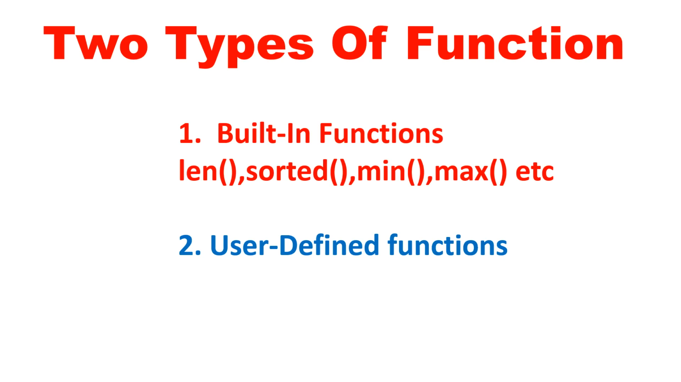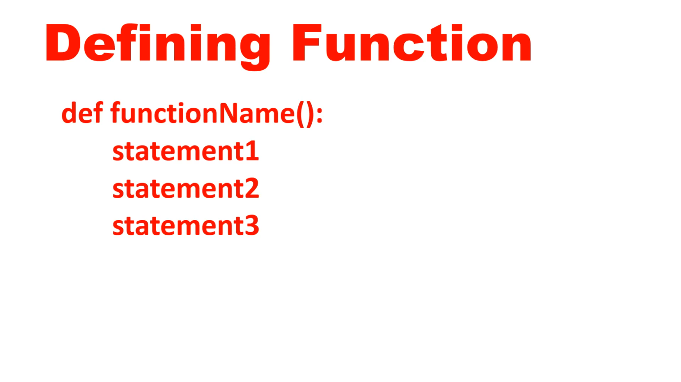The second type is the user-defined function. The function created by a user is called a user-defined function. The functions that are created by us are called user-defined functions.